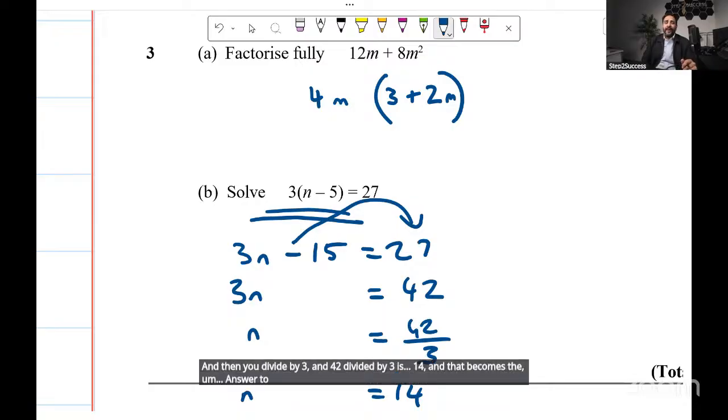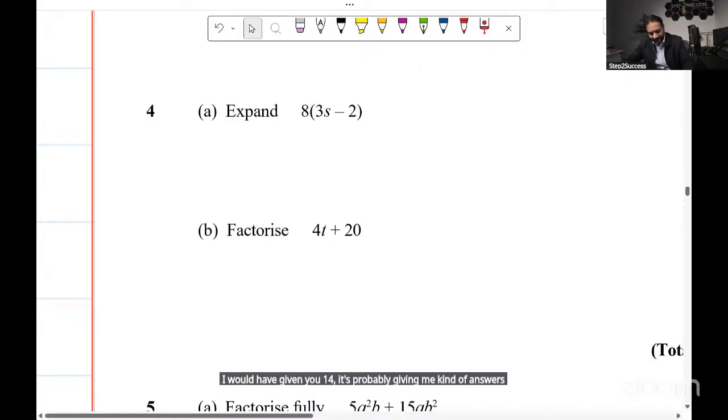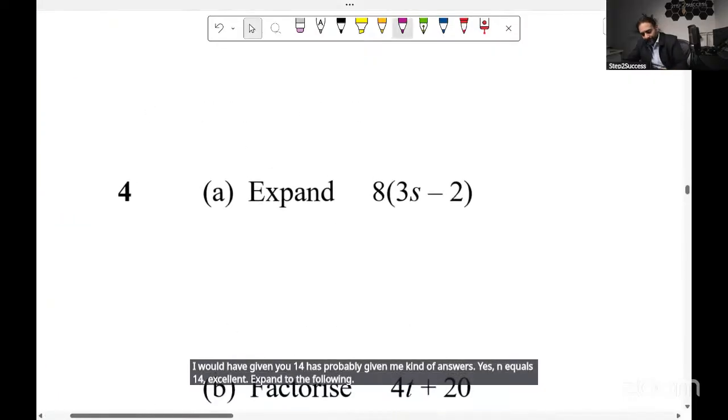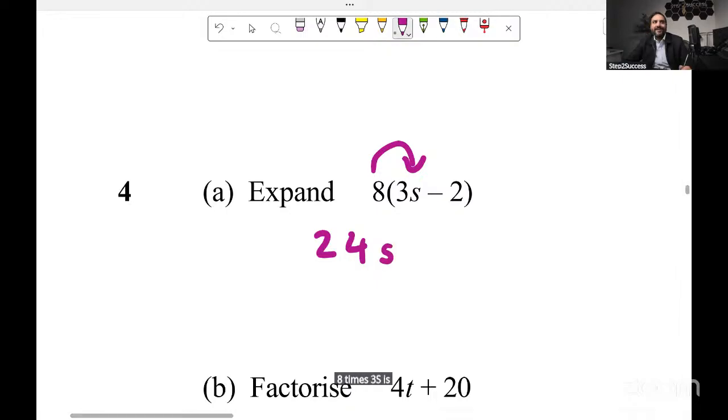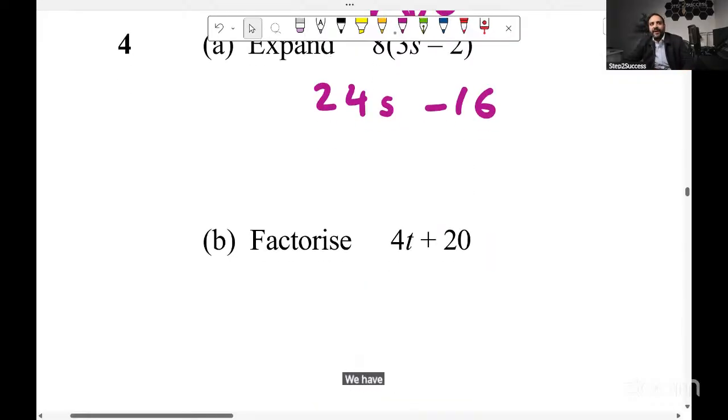There was, again, a quicker way to do that. You could have divided by 3 to get 9 and then added the 5. That would have given you 14. It's probably giving me answers. Yes, n equals 14. Excellent. Expand the following. 8 times 3s is 24s. And then 8 times minus 2 is minus 16. We have expanded. Factorize the following.